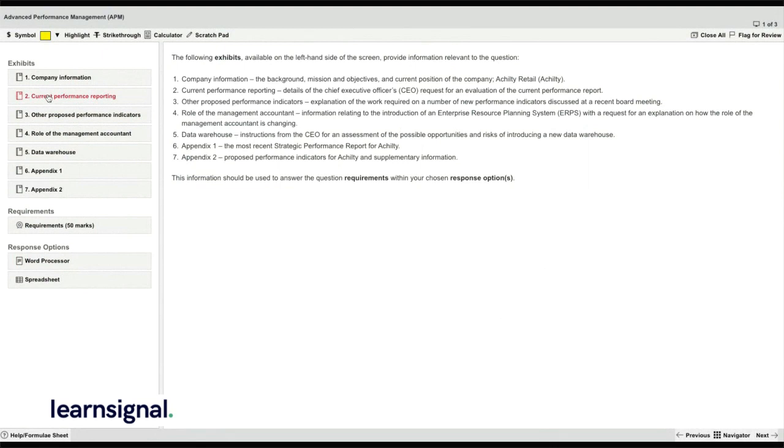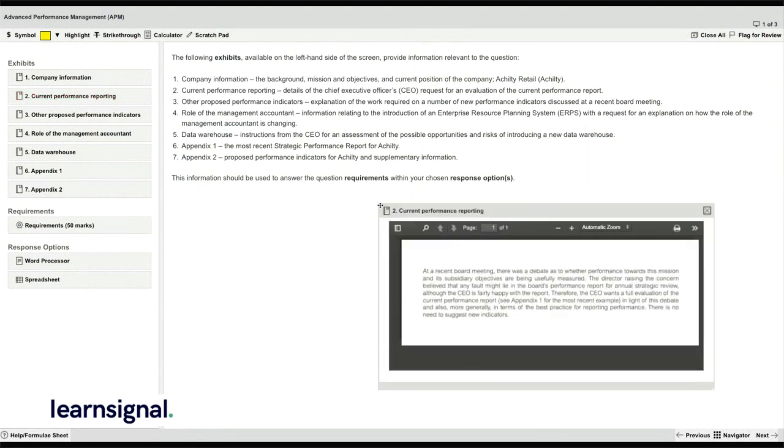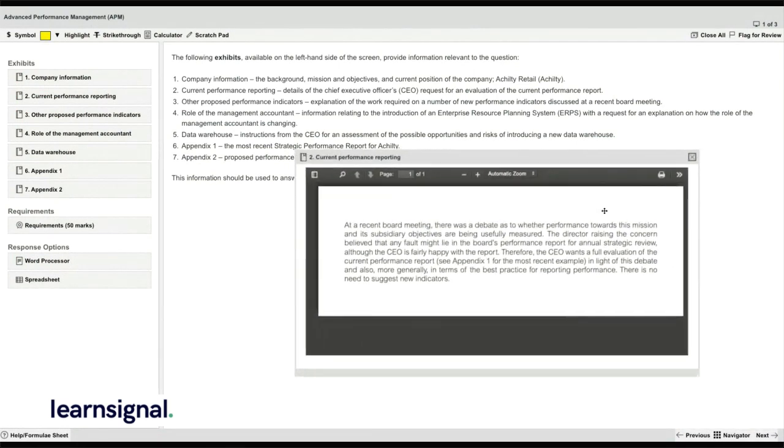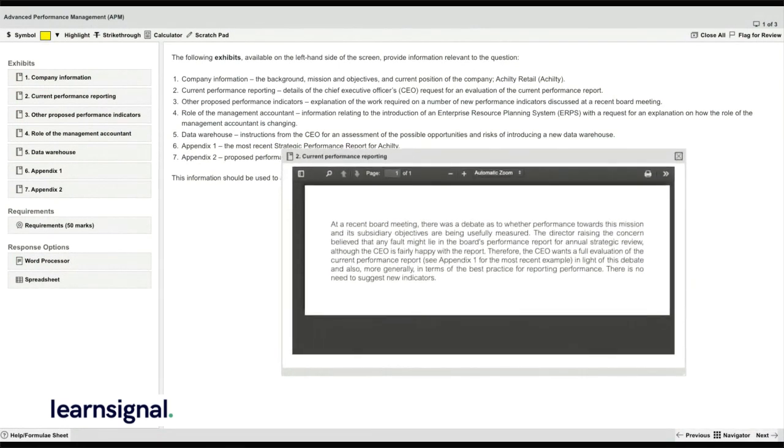When we move on to the current performance reporting exhibit, we can find the embedded requirement with more information of what exactly is required. We can see there is a debate amongst the board as to whether performance towards the mission and its objectives is being usefully measured, and there is concern that fault might lie in the board's performance report for annual strategic review, which can be found in Appendix 1.